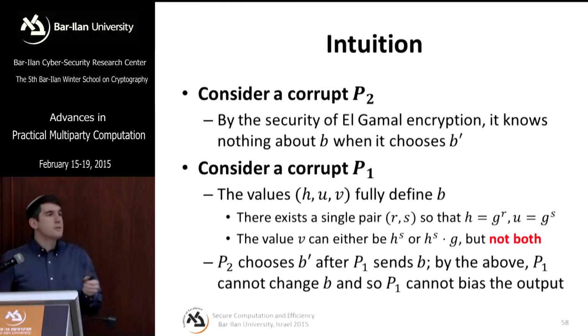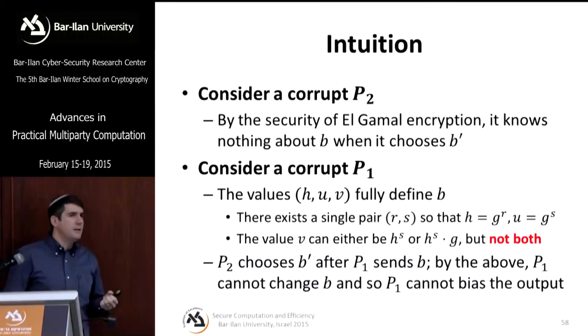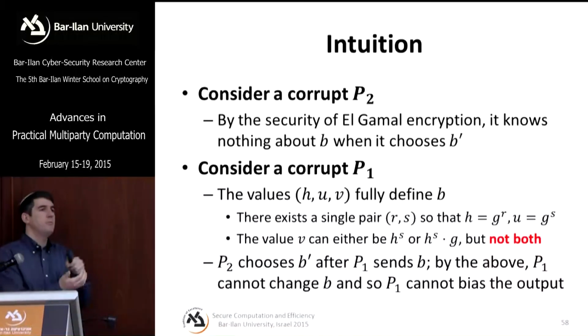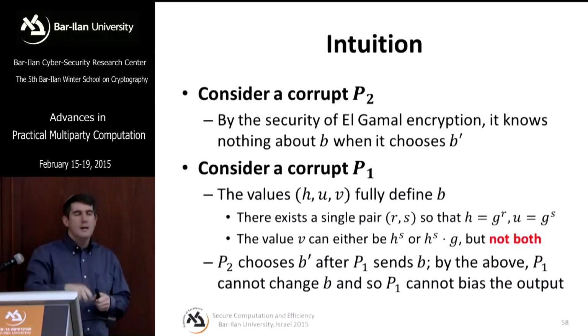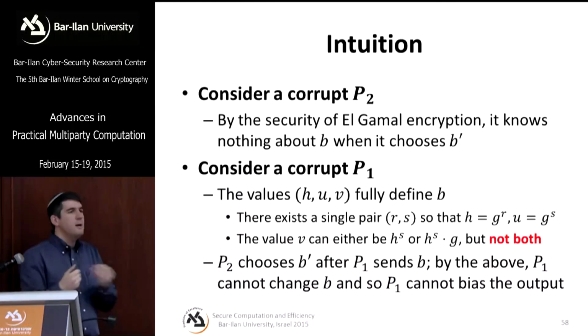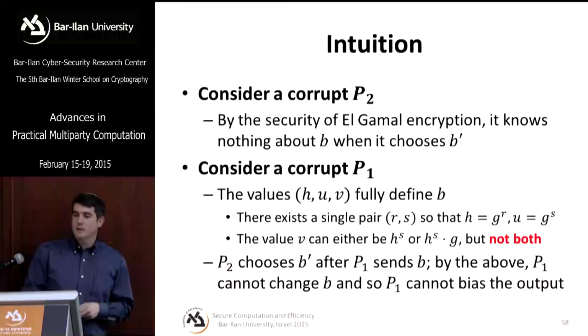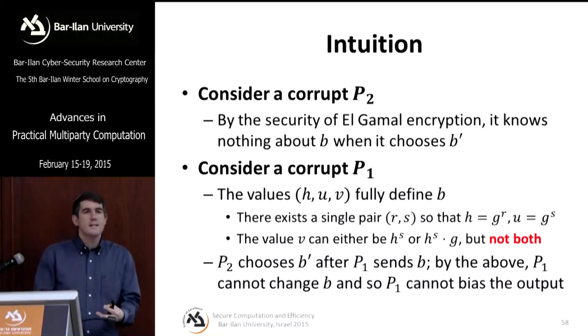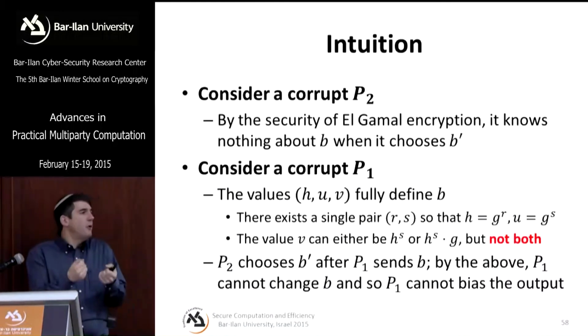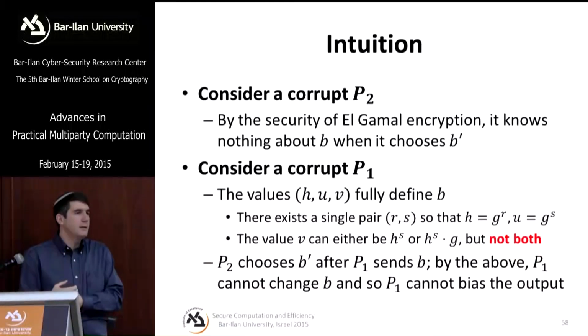So P2 chooses B prime after B, so obviously it'll be independent. You can think about an envelope. I put a bit B into an envelope and give it to the other party. The other party then says their bit, and then we open the envelope. Neither party is able to influence the result of the computation. So this is very, very intuitive and very, very nice, but let's look at what happens when we actually formally prove this in the ideal real model paradigm.